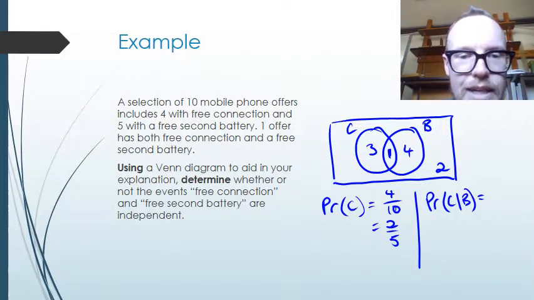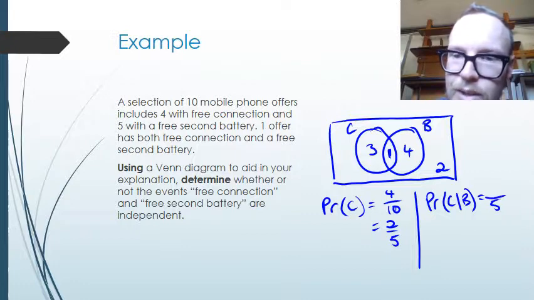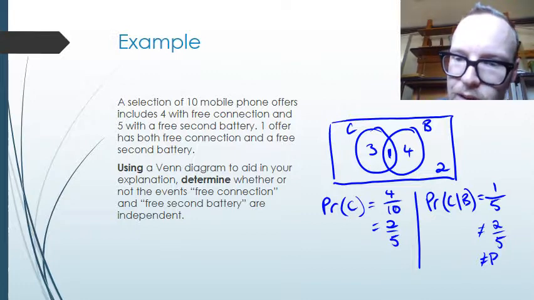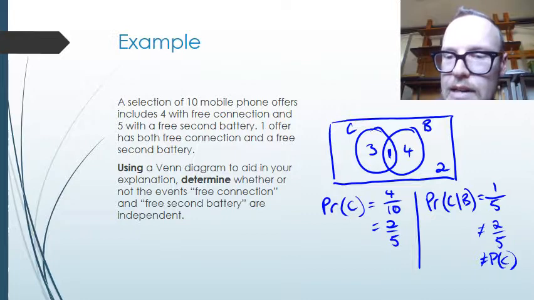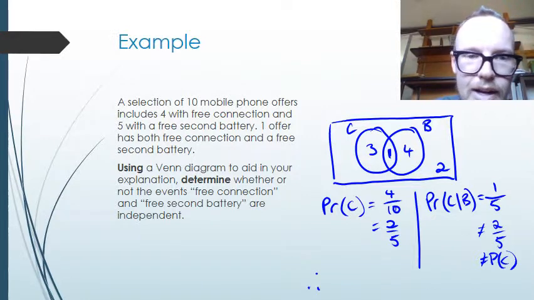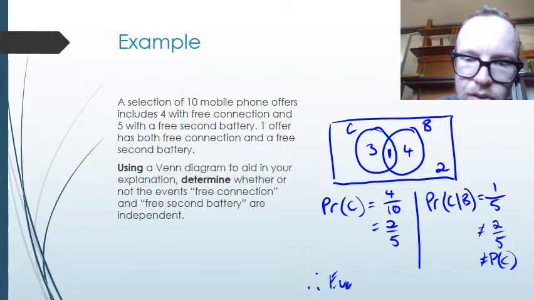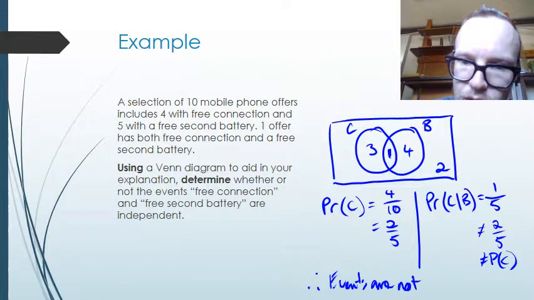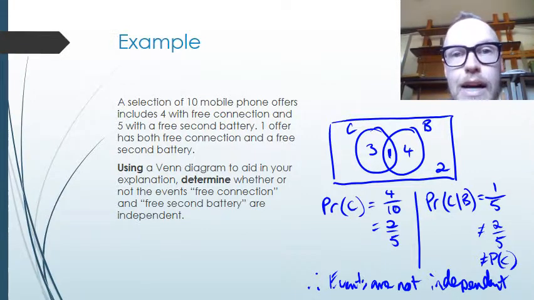So the probability of the free connection, given that the second battery occurs: if we just look at B, that's a total of 5, and we have 1 being the intersection of both, so 1/5. 1/5 is not equal to 2/5, so it's not equal to the probability of the free connection occurring by itself. Therefore the events are not independent. If they were independent, then the probability of the free connection occurring, given that there's already a free battery, would be the same as the probability of the free connection happening just by itself.